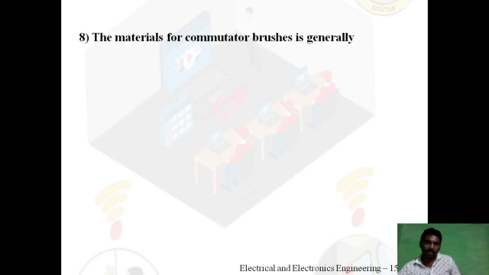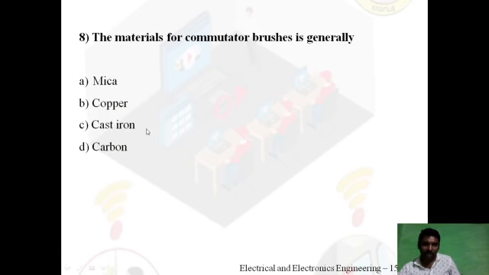The material of the commutator brushes is generally carbon. If you observe the options, mica, copper, and cast iron, he has asked the material of the commutator brushes. Actually, it is made up of carbon, since it has a high contact resistance, low friction losses, and the ability to withstand arcing. Therefore, the commutator brushes are made up of carbon.